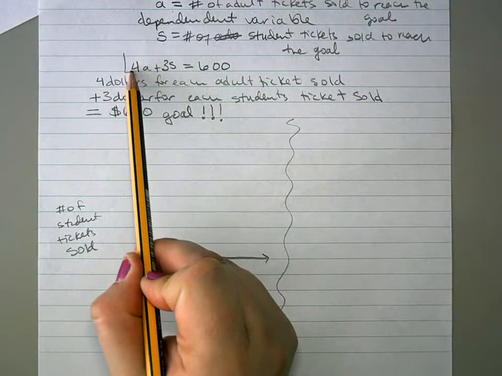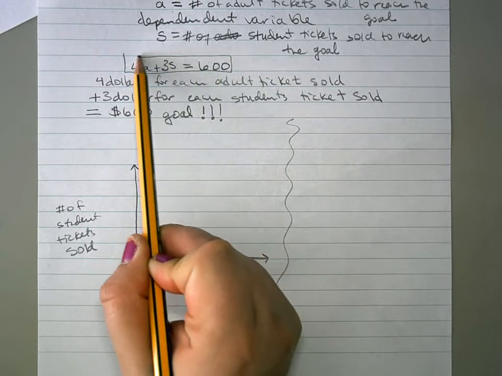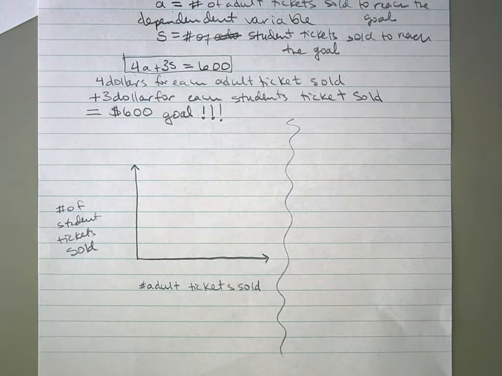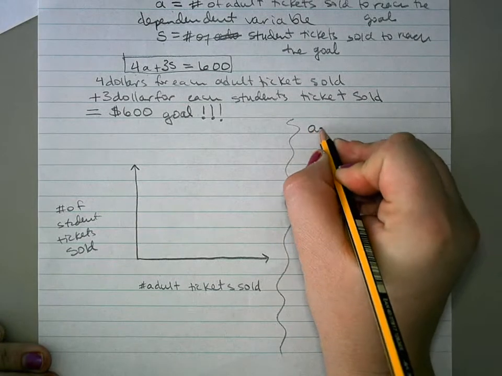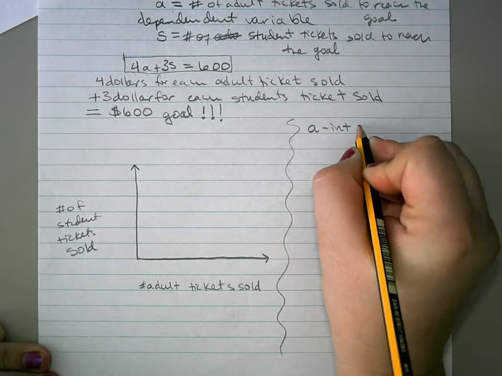Now this equation is in standard form, and as we practiced at the beginning of the year, whenever you have a standard form equation, I would like you to solve for the x and y intercepts. In this case, we don't have x and y intercepts. We have a and s intercepts. It doesn't matter which one you solve for first. Let's just say we are solving for the a intercept.